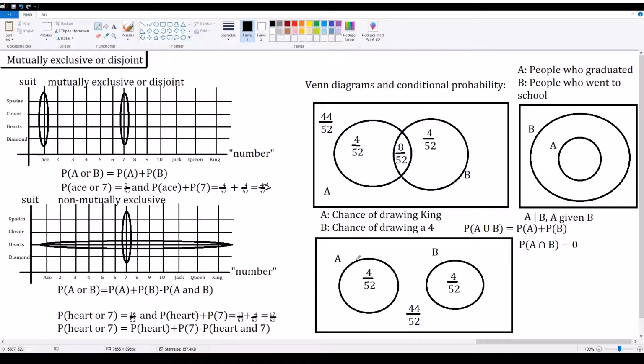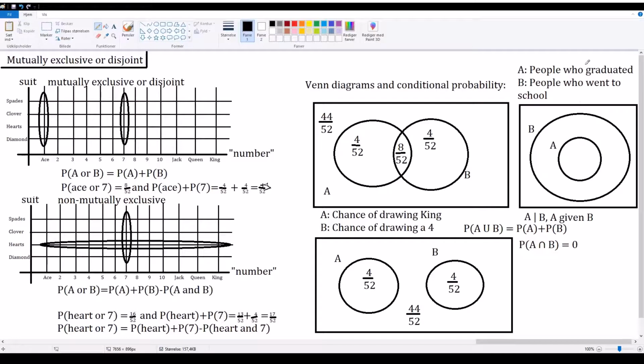So here you have circle A, which is the chance of drawing a king, and circle B, which is the chance of drawing a 4. And then the way you would describe the chance of drawing either a king or a 4 is by using the union of A and B, which is shown here. So you have the P of A union B, and that is equal to P of A plus P of B, which in this case would be 8 out of 52. This also means that since these two cards cannot be the same card, the intersect between these two circles has to be 0 because they cannot be the same.